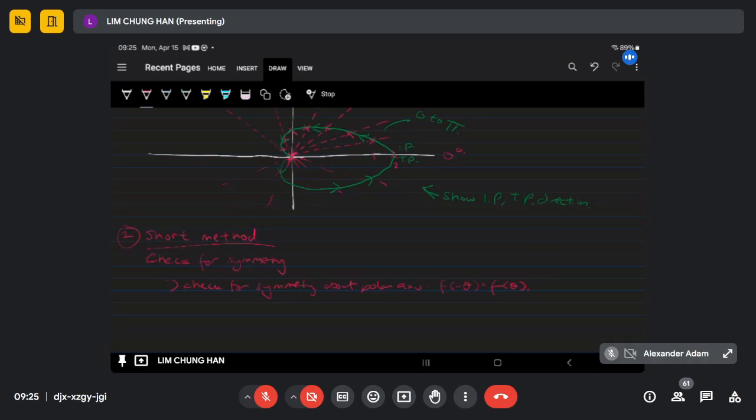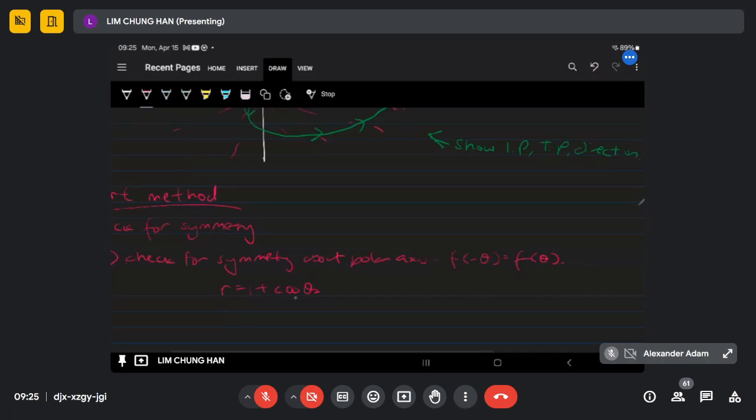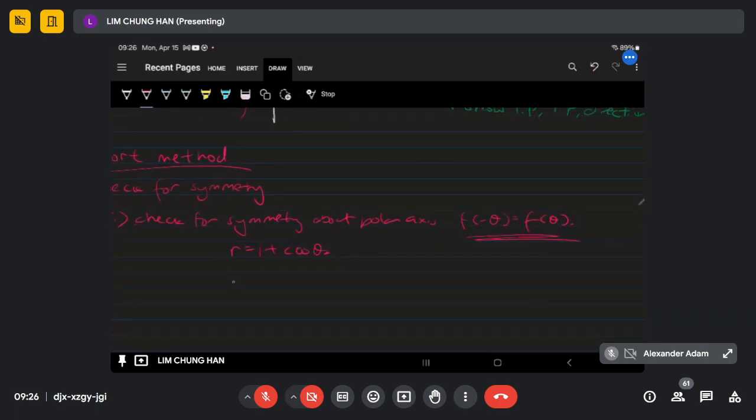So what's our function? Our function is r equals 1 plus cos theta. This is our question. How do you check for this symmetry, negative theta versus positive theta? Basically, you just simply choose one theta and you try. I'm going to choose 45 degrees, a theta of pi over 4.